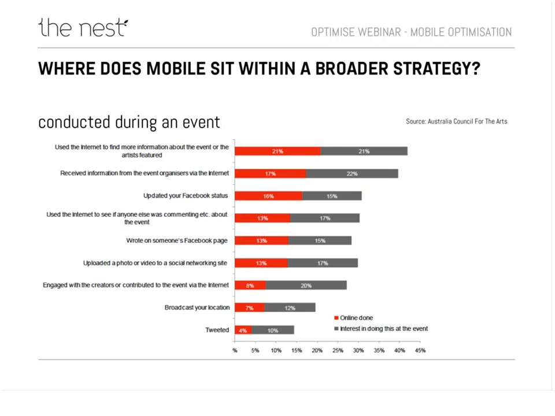So essentially saying at the event itself, there's a large percentage of people who use the mobile to find information about the event or the artists, who updated their Facebook status, used it to see if anyone else was commenting. What else are they saying about it? Is everybody having as good or as bad a time as I am? And uploaded a photo or a video to networking sites. So these are all things happening at the event.